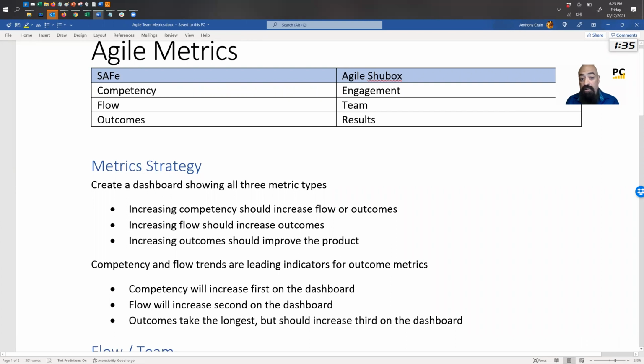You create a dashboard, and look: increasing competencies should increase flow or outcomes. Increasing flow should increase outcomes. And finally, increasing outcomes should improve your actual product. That's the whole point of all this in the first place. And you can see these as leading indicators. Competency increases first, flow second, and outcomes take the longest.